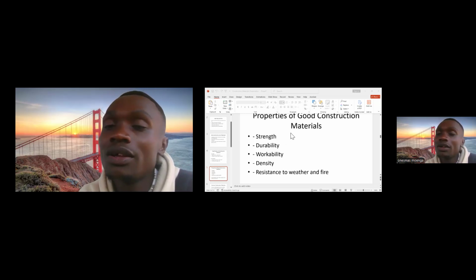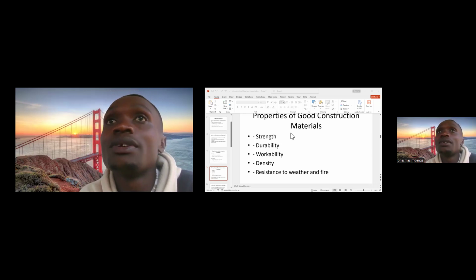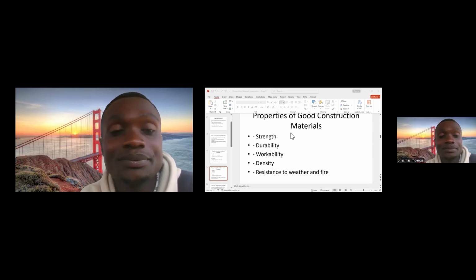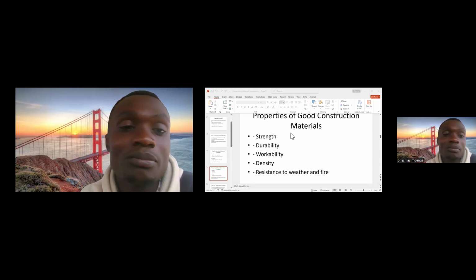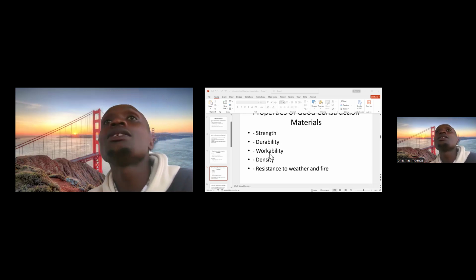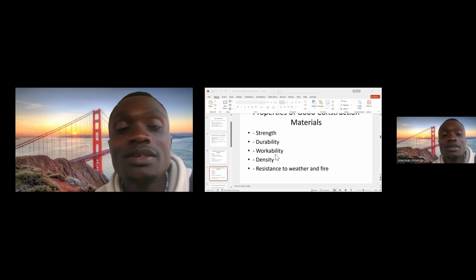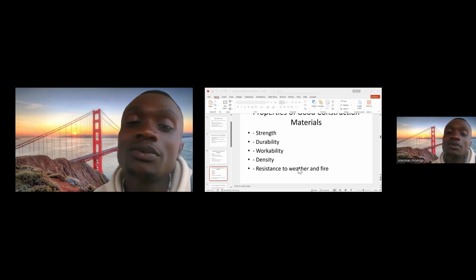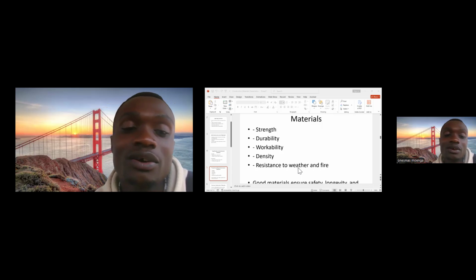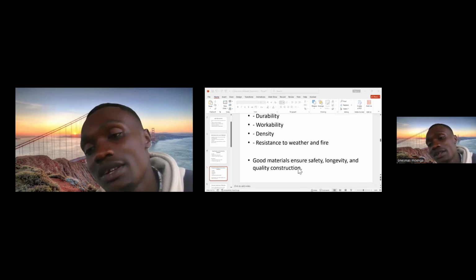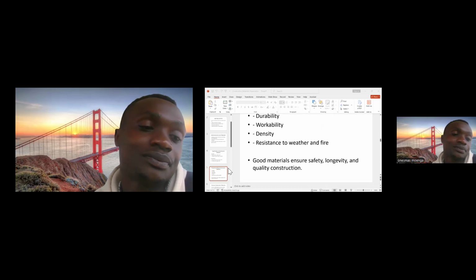For a good construction material, it has to have high strength. Then we have durability. The material has to be strong so that it can last for a long time. Then workability. A good material for construction should be easy to work on. Then the density, and the resistance to water and fire. These materials have to resist weather conditions and fire in case there is a fire outbreak. Good materials ensure safety, longevity, and quality construction.